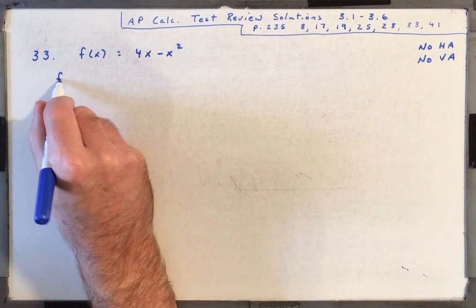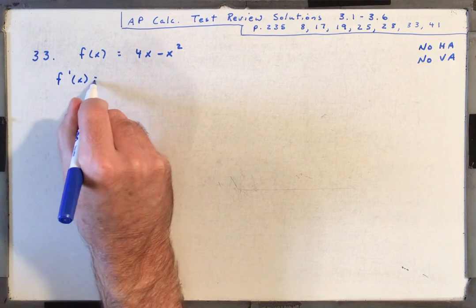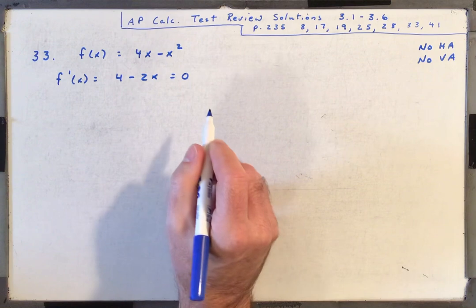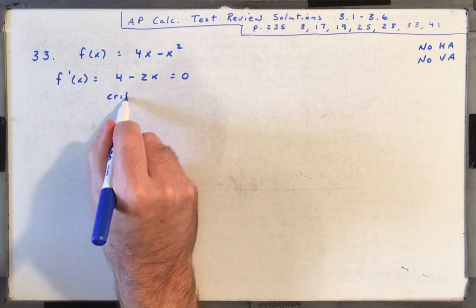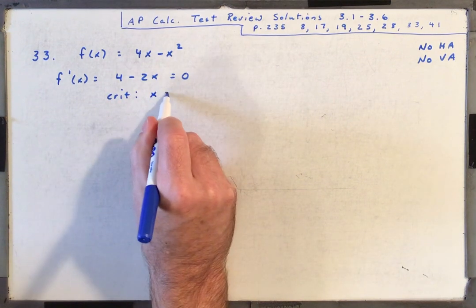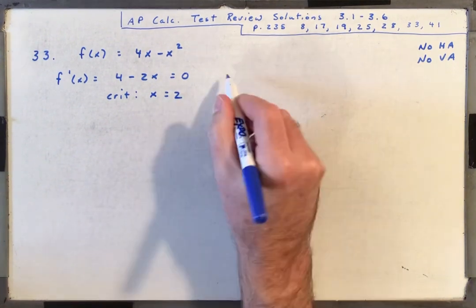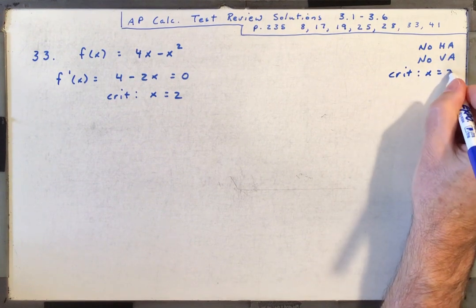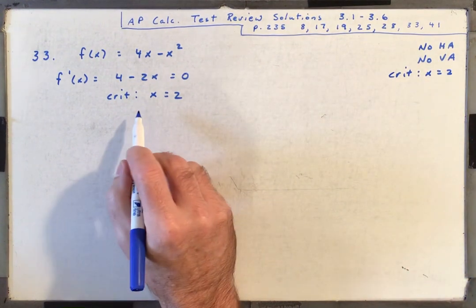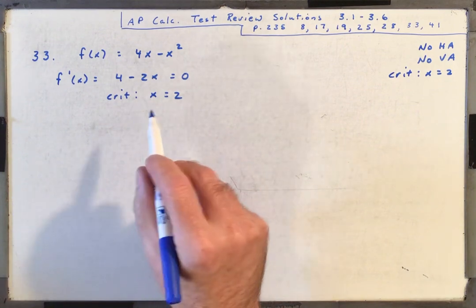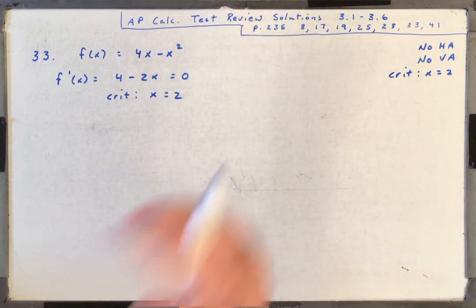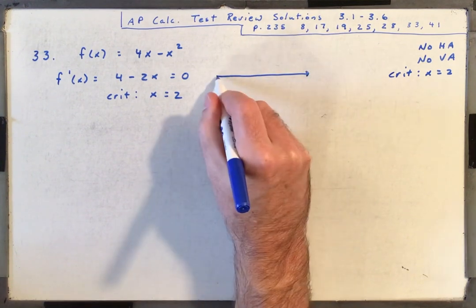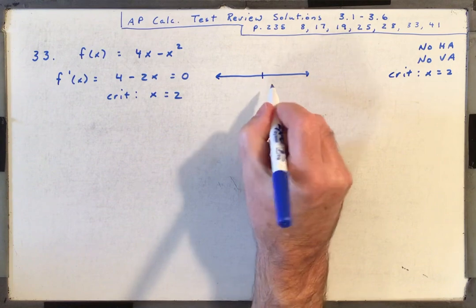So now let's do the first derivative test. It's going to be 4 minus 2x. Going to set that equal to 0. And we would have a critical point at x equals 2. So let's go ahead and write that down. I don't really care about the y value on the critical points, but I do want you to put that max, min, or inflection point.